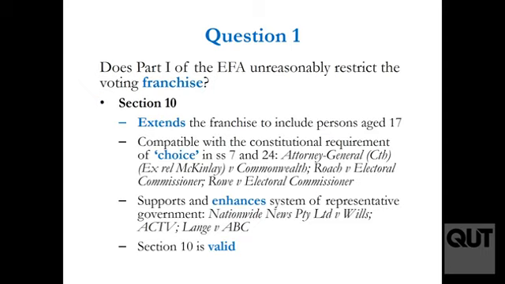So in particular, the main issue that we're concerned with is whether the impugned provisions in Part 1 unreasonably restrict the voting franchise. That is the key sub-issue that we need to work out. This part of the question is not an implied freedom question. This is all about the franchise.